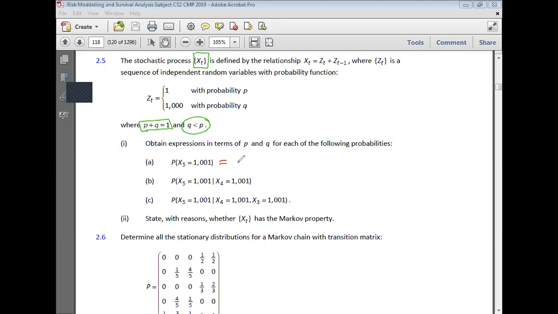X5 is equal to Z5 plus Z4, right? Of course. So if I were to write this probability, I can write this X5 using this expression as Z5 plus Z4. So I can write here Z5 plus Z4 being equal to 1001. Okay. And what else can I do?